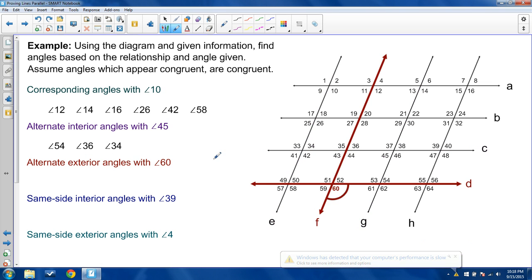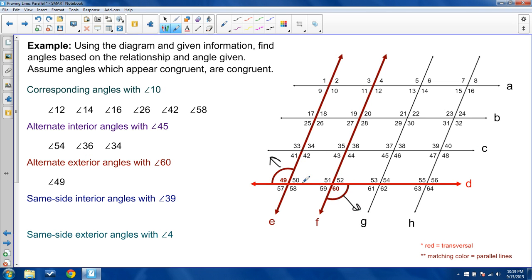Alternate exterior angles with 60, here's angle 60. Alternate exterior angles will be angles that are opposite a transversal, let's say F or D, and then they are on the outside of the lines that you're matching up with. So first I'm going to make D a transversal, and as I do, the only alternate exterior angle I can make here with 60 is 49. They are on the outside of the lines that are made going through the transversal, and if they're congruent, then E and F are parallel.